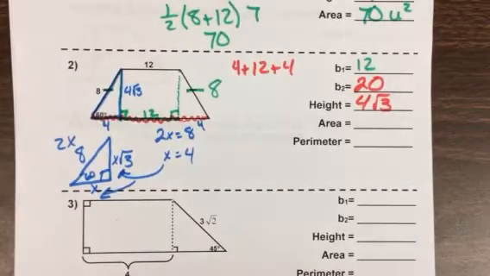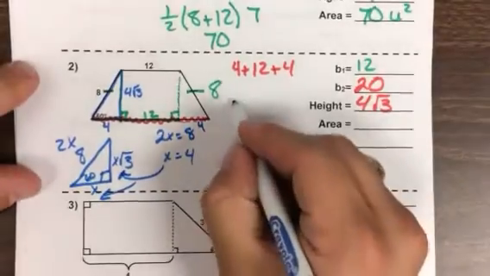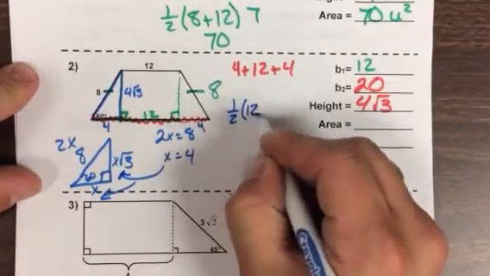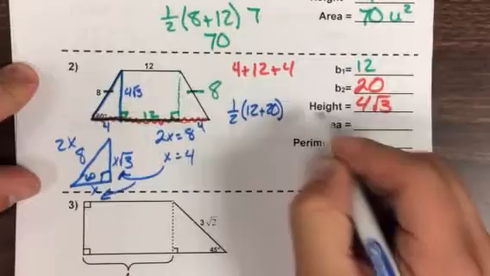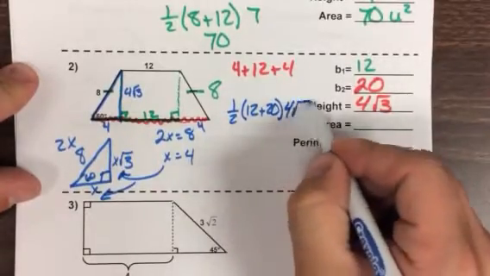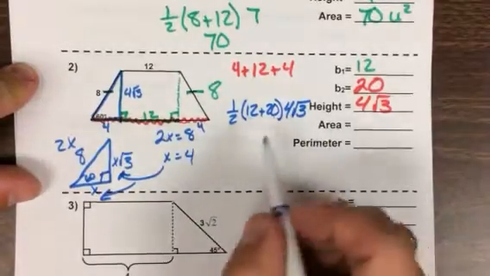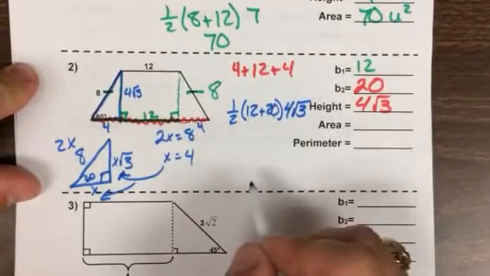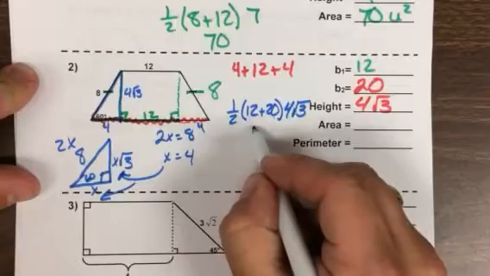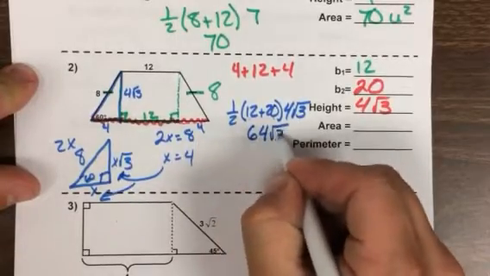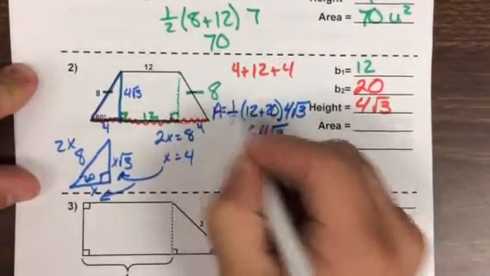So, looking at my area, we know our formula, 1/2 base of 12 plus base of 20 times the height of 4 radical 3. So that's 32. Half of 32 is 16. 16 times 4 would be 64 times radical 3. So that is my area.